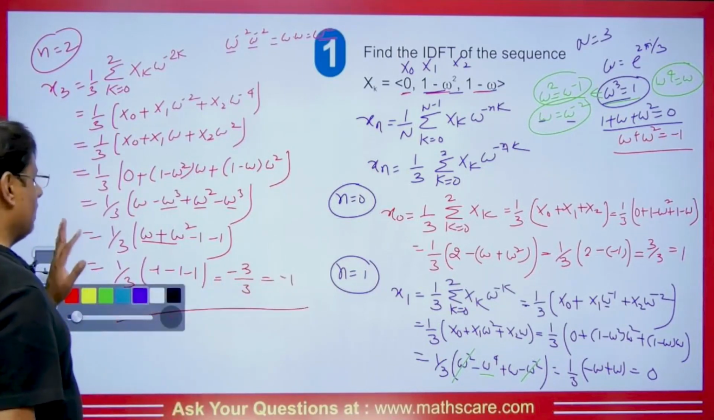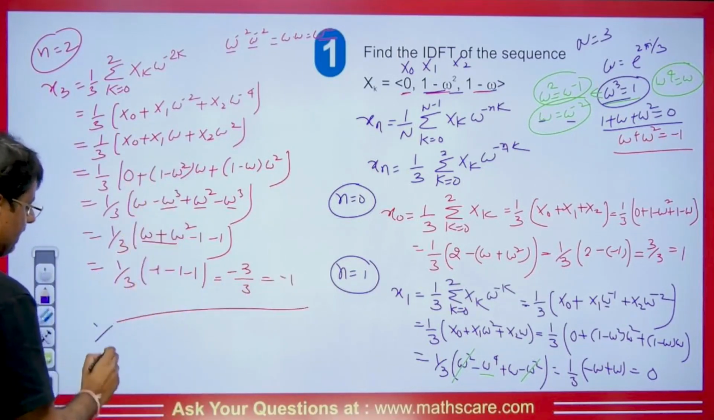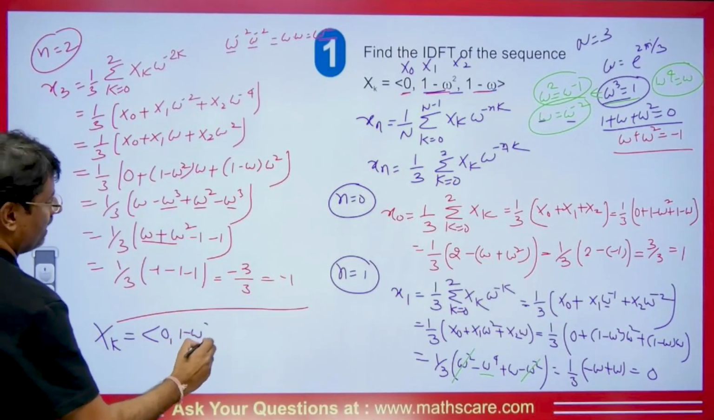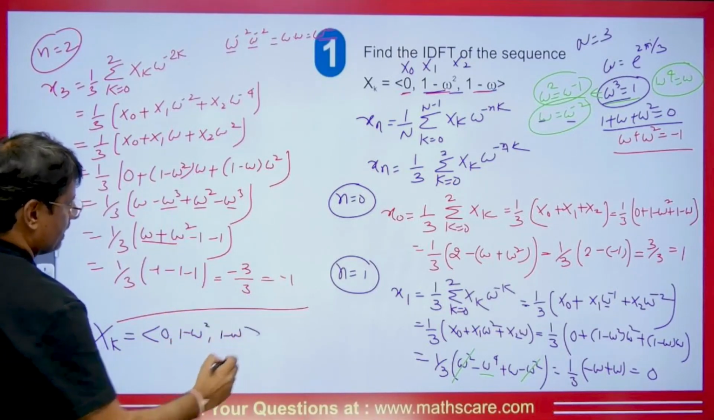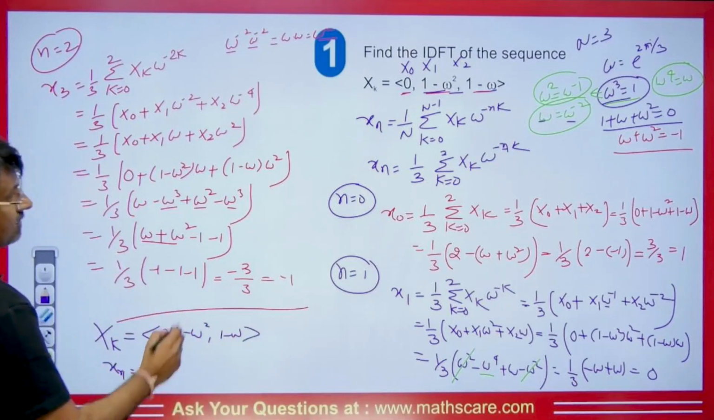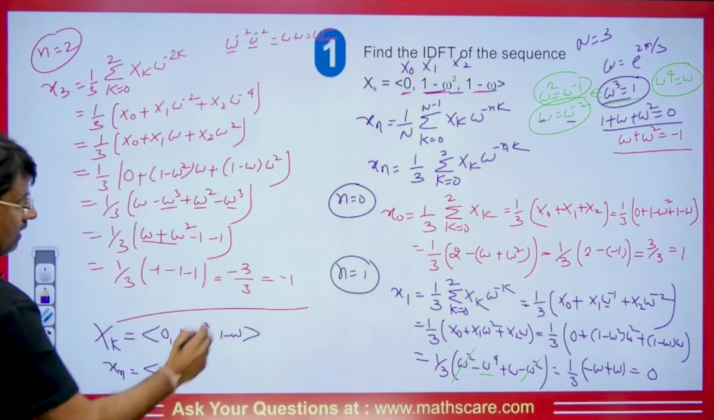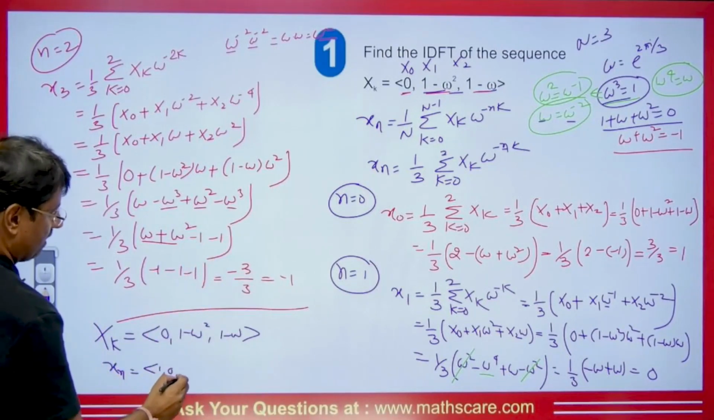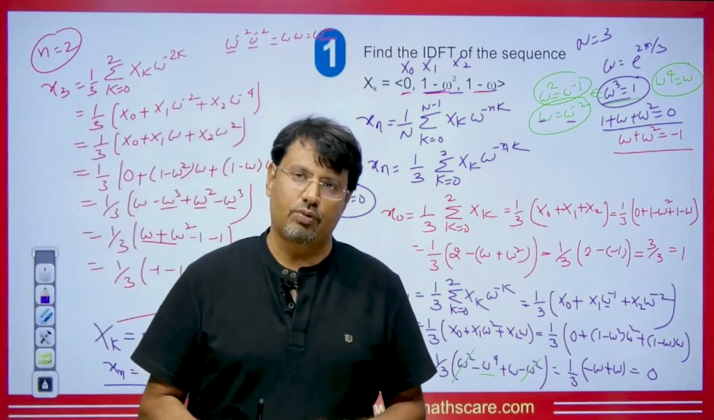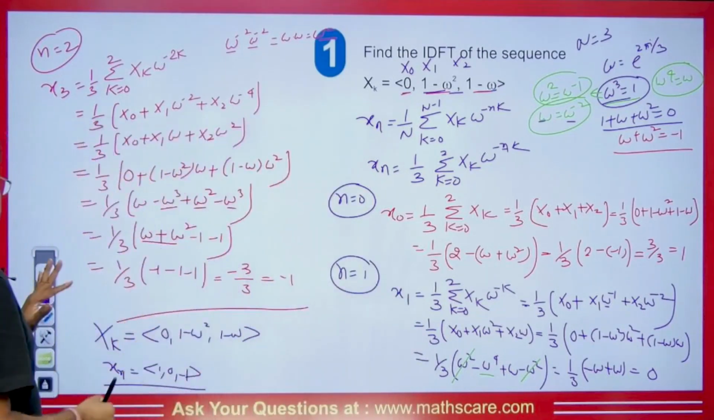Clear? That means the sequence given here, capital Xk, right? What was it? It was given as 0, 1 minus omega square and 1 minus omega. So the inverse discrete Fourier transform of this sequence, xn: what did we get here? First we got 1, second value we got 0, and third we got minus 1. Right students? These values are the inverse discrete Fourier transform. We can solve it this way.